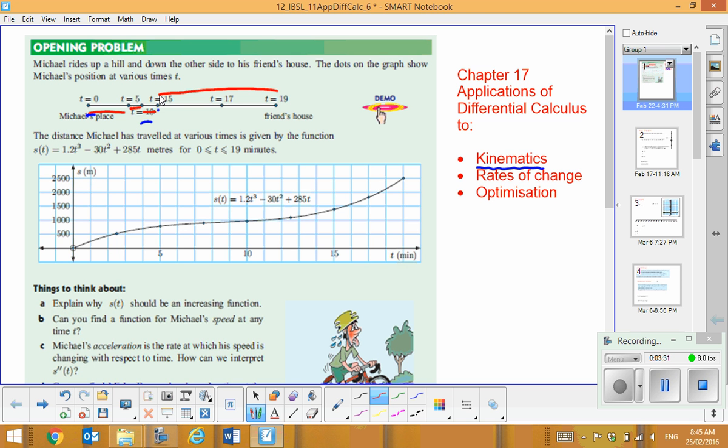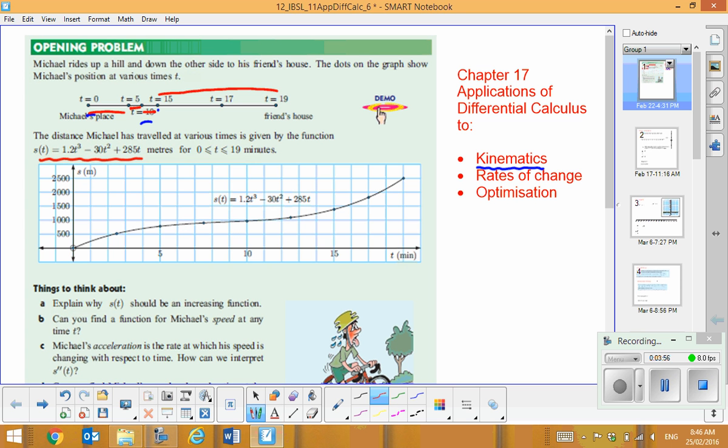All right? So we can look at and describe his movement in a straight line like that. Should we write this down? No, at the moment I just want your understanding and thinking. All right? So the distance that Michael's travelled at various times is given by this function. So what we've done now is describe how he's moving in an equation.